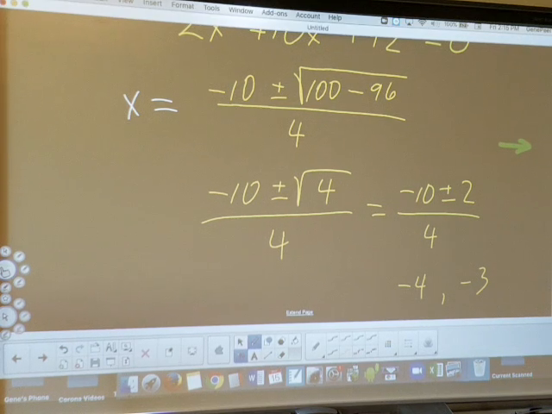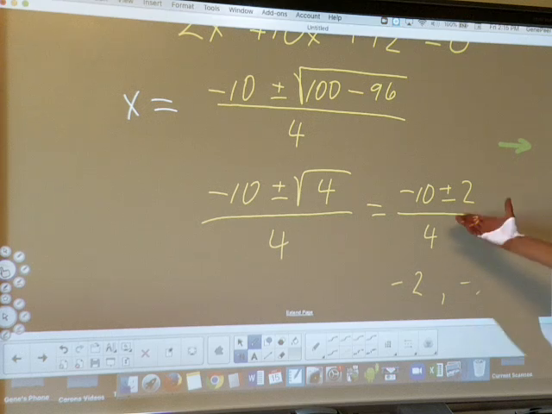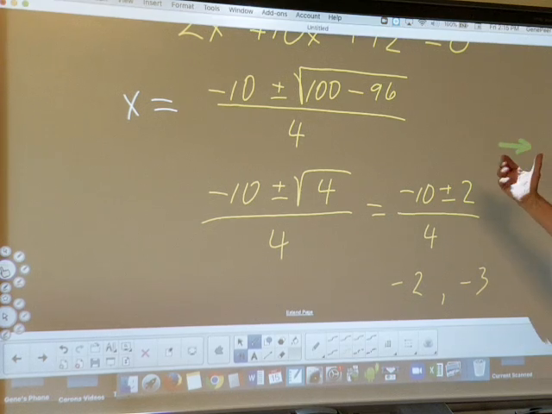Did I just do something silly? Yes, I did. That first number, man, not enough sleep last night. My first one should have been negative 10 plus 2 is negative 8. Negative 8 divided by 4 is negative 2. That's better. Sorry about that. And there I go, messing up on the simplest part of it all.